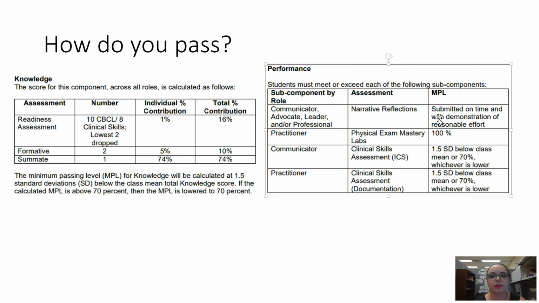For communicator, there is the clinical skills assessment, and that will also work with practitioner. That's a graded performance, and you have to get a 70%. As long as you get a 70% in the knowledge bucket, a 70% on your ICS, 100% on your mastery assessment, and put in some reasonable effort on the narrative reflection, you'll be fine, and you'll move on to the next block. If not, there is a remediation plan listed in the syllabus, and myself and the rest of the discipline directors and role leaders will work with you.